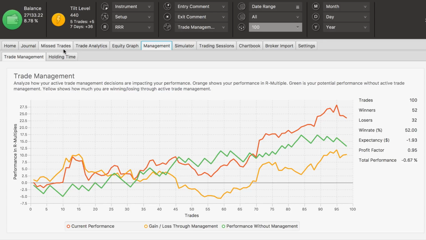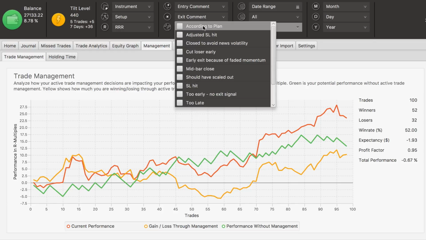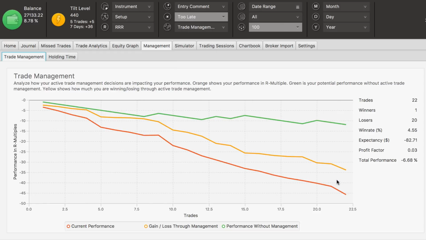So as we found out in the equity graph and the journal, there seems to be issues with his trade management and his exiting trades. So let's take a look here at a few exit comments. I saw that he is assigning a lot of too late exits, and obviously when we look at that, you can see here he is losing a lot of performance. This is what the yellow graph is showing. He's losing a lot of money by exiting his trades too late. This seems to be a common theme for the trader, and something that he really needs to look into and find out why he's doing that.